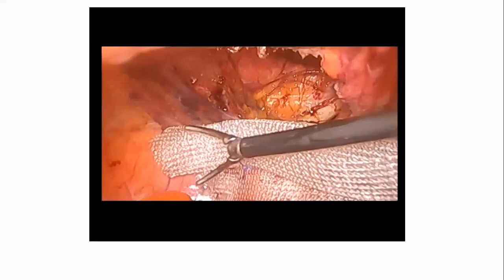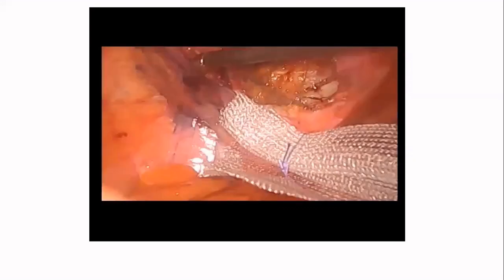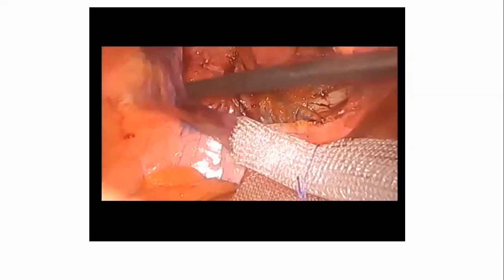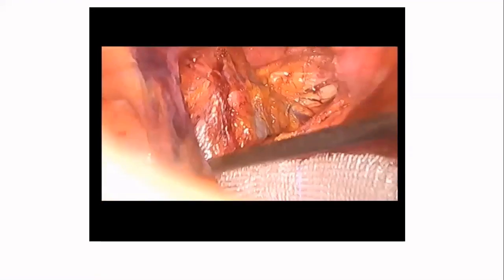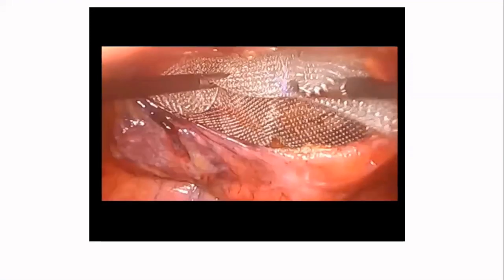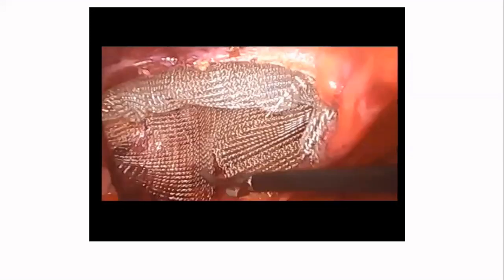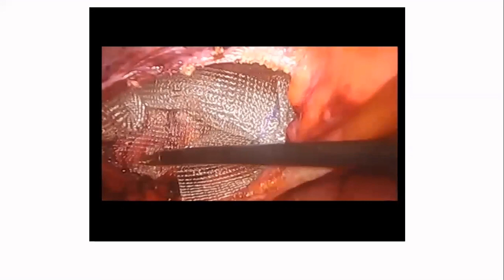So first we isolated the sac and then we separate the sac. And that is not enough because the inherent weakness is there. So you have to do something for the reinforcement. One can be tight approximation, but that causes tension, so the recurrence is high. So this is a tension-free repair.